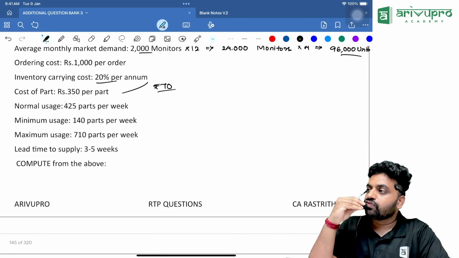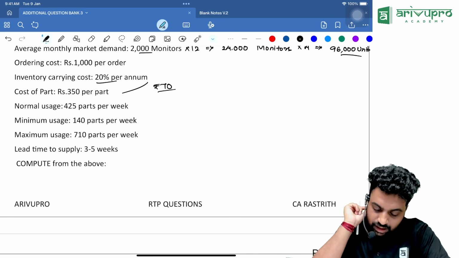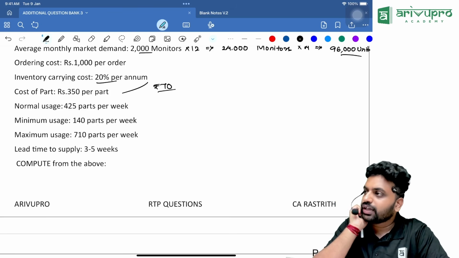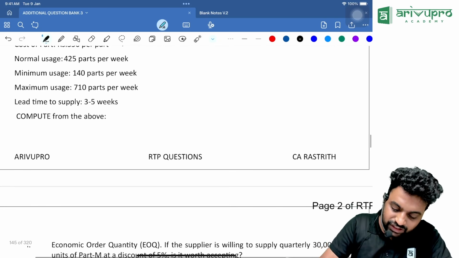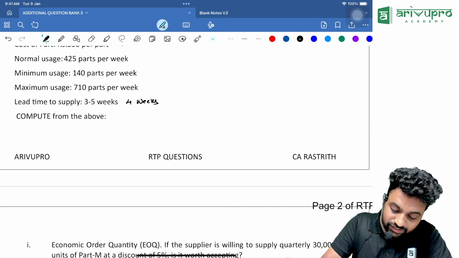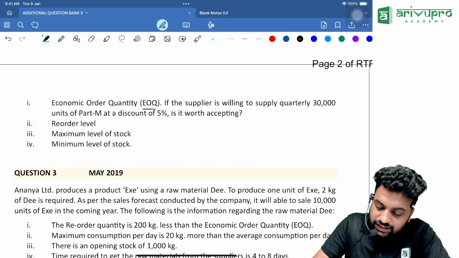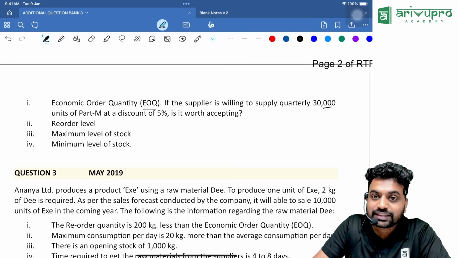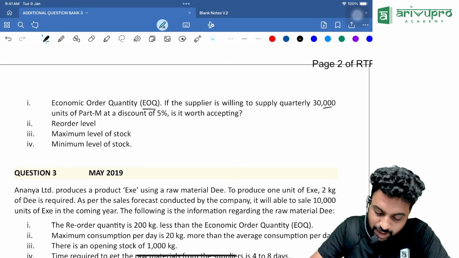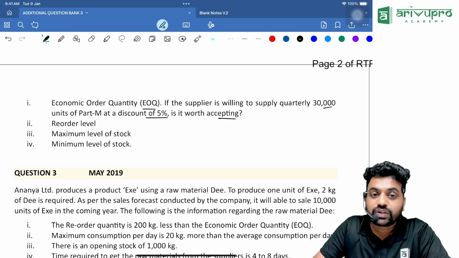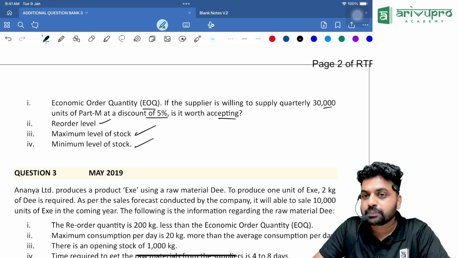Normal usage they are telling 425 parts per week. Minimum usage they are telling 140 parts per week. Maximum usage they are telling 710 parts per week. Lead time of the supply is 3 to 5 days, which means average will be 4 weeks. Sorry, everything is in weeks. They're asking, compute EOQ. If the supplier is willing to supply quarterly 30,000 units of part M at a discount of 5%. Is it worth accepting? 1, 2, reorder level, maximum stock level, minimum stock level.